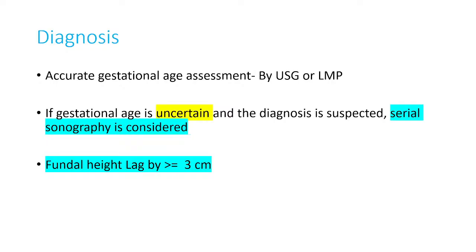Then, if you have confirmed the gestational age, you have to see by clinical examination. If the fundal height is less than 3 centimeters than expected for the gestational age, then it may be FGR. Other causes are also there. If liquor is less, or fetal IUD has occurred, then in that case also the fundal height will decrease. But if those things are not there, then it can be FGR whenever a fundal height less than 3 centimeters is recorded.